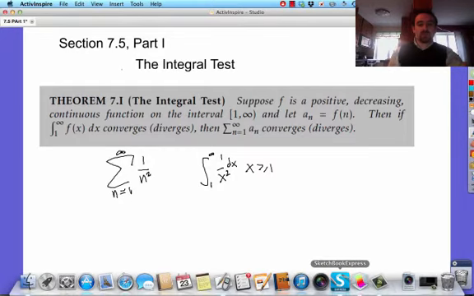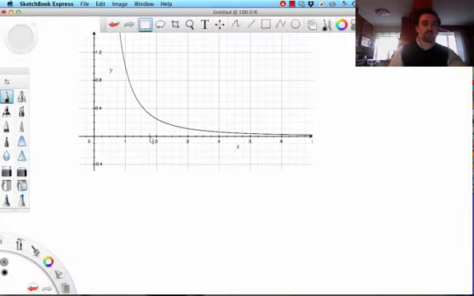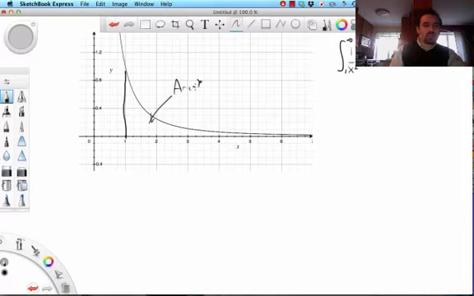Let's look at a bit of a proof here. I'm going to sketch the proof for you. We're not actually going to go through it, but give you an idea. Here is the function 1 over x squared. And what I want to do here is look at the Riemann sums. So if I look at the improper integral from 1 to infinity, then I'm looking at the area from 1 all the way to infinity. That's the area. That's the integral.